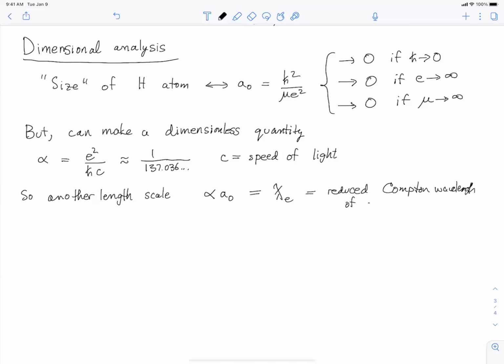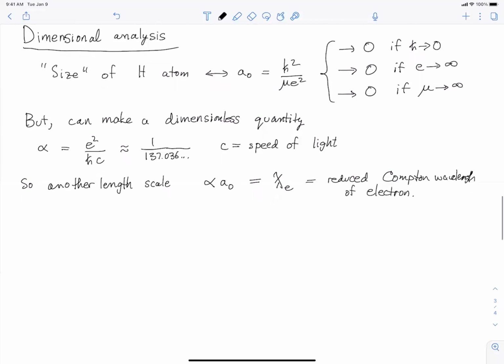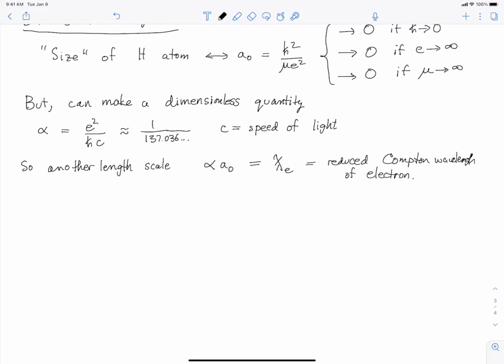Of the electron. Notice it doesn't really necessarily have anything to do with the hydrogen atom, because the numbers that go into it just have to do with the electron and light and things like that. Another way of writing it is that it's h bar divided by the mass times the speed of light. So that's a unit of distance that's much smaller than the size of the hydrogen atom.